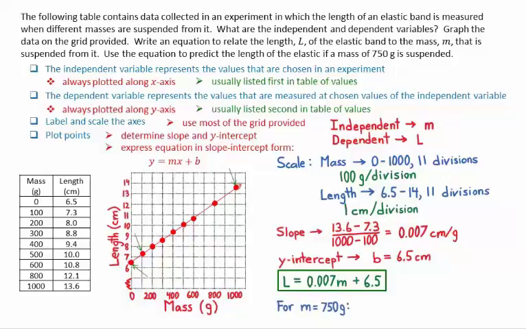For a mass of 750 grams, we simply substitute 750 in place of m. L equals 0.007 times 750 plus 6.5. This gives a result of 11.75 centimeters for the length of the elastic when 750 grams is suspended from it.